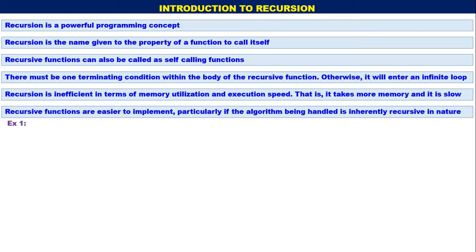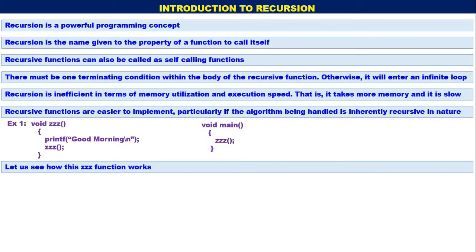Example 1, let's take one example. The name of the function is zzz. It returns void, no parameters. So print good morning, and again it will call the same function zzz. So inside the body of zzz function, again the zzz function is called. Therefore it is a self-calling function, a recursive function. The main program just calls zzz. That's all. Now let us see how this zzz function works.